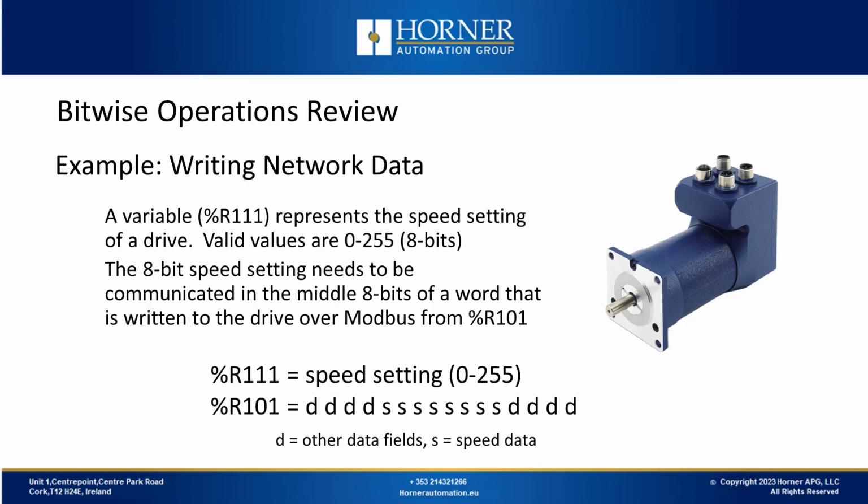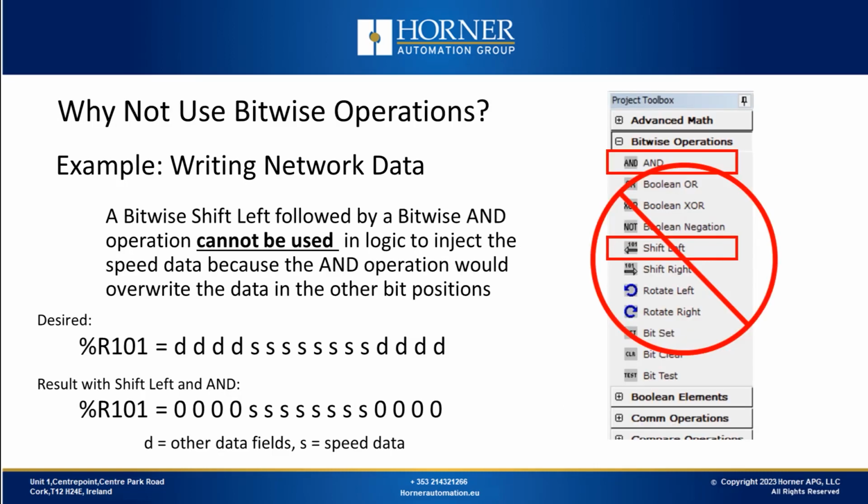Let's assume it's an 8-bit value ranging from 0 to 255, stored in register 111. Our task is to pack this data into register 101 and transmit it to the drive. Below you can observe that we aim to position the speed setting, represented by SS, in the 8 middle bits of register 101. The bitwise operation shift left followed by a bitwise AND function cannot be used in this case.